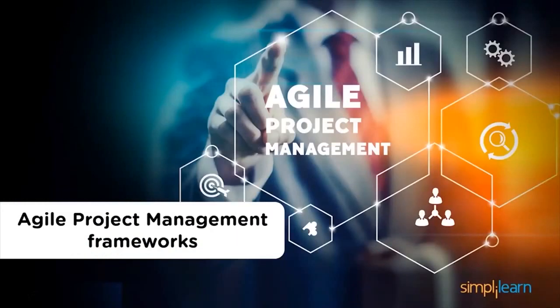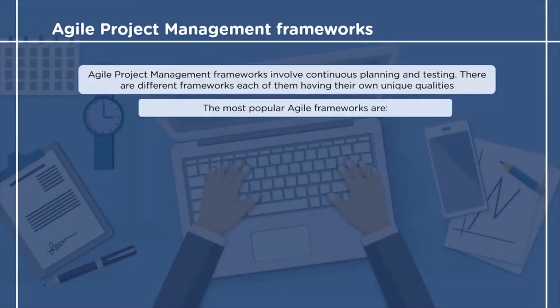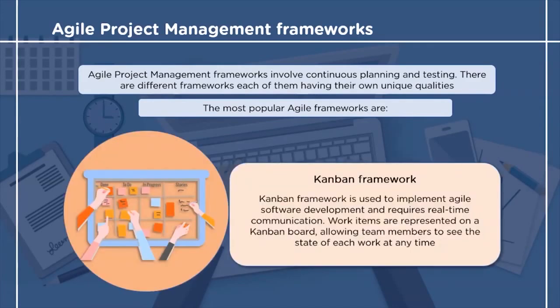Now when we know the steps needed for agile project methodology, we must understand some agile project management frameworks. There are several frameworks available today. Here, we will be discussing some of the most popular frameworks. The first framework we will discuss is the Kanban framework. Kanban framework is a well-known framework for implementing agile software development. In the case of Kanban framework, work items are represented on the Kanban board, which helps all the team members to see the state of every piece of work at any time. Kanban board not only helps in visualizing the work, but also optimizing the workflow among the team.